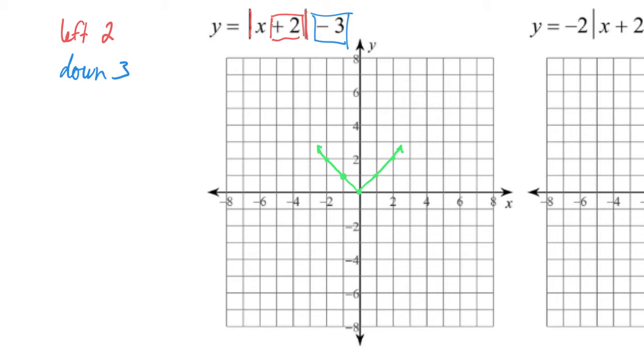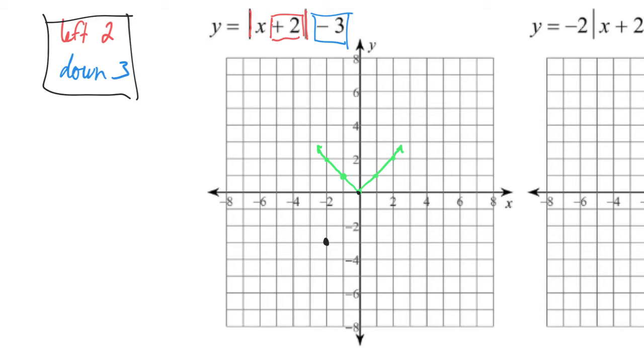So where's this going to change? It's going to go left 2 and down 3. So I start with the vertex. I'm going to move that vertex. I'm going to move it left 2 and down 3. And then from there, this is my new vertex.